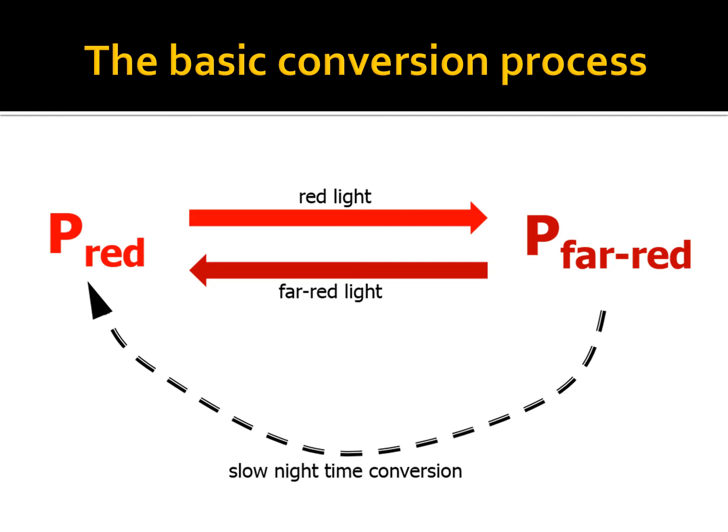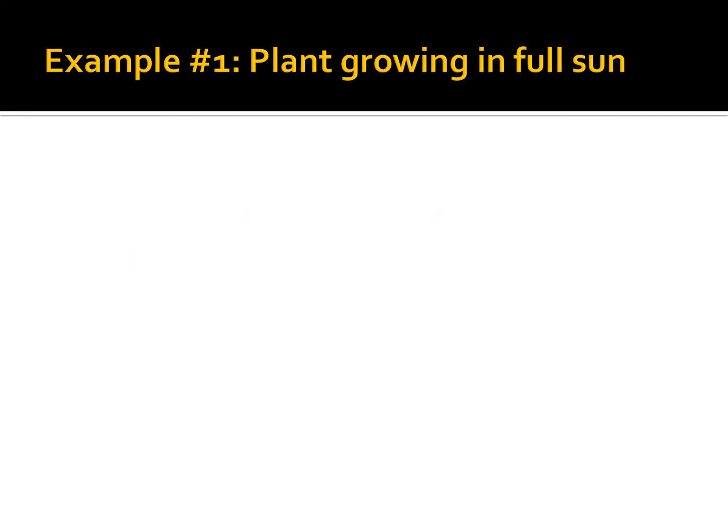So it's always important to keep this diagram in the back of your head whenever you're thinking about the phytochrome system. Okay, case study number 1. We want to look at a plant growing in full sun.